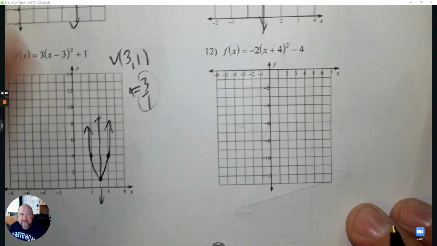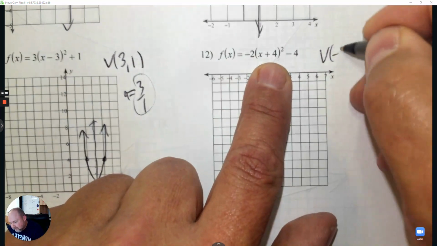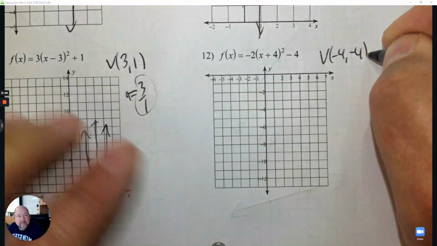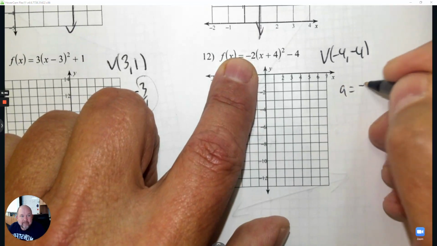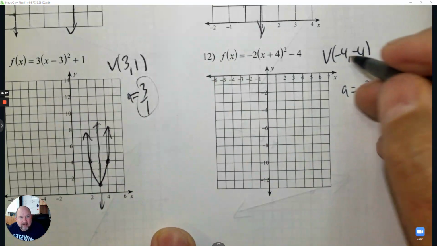Number 12. Vertex and A, and then we're going to plot.